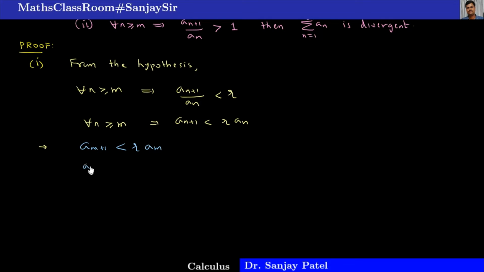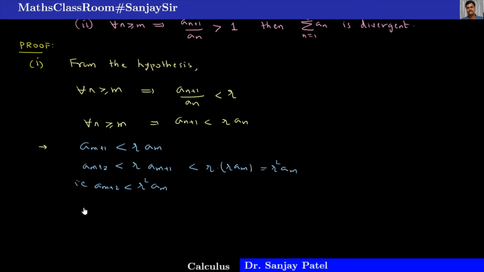So putting m plus 1, what we get is a_(m+2) is less than r times a_(m+1). But r times a_(m+1) is less than r into r a_m, because a_(m+1) is less than r times a_m. So I am replacing this a_(m+1) by the previous inequality. So this is equal to r squared into a_m. So what we have proved is a_(m+2) is less than r squared into a_m.